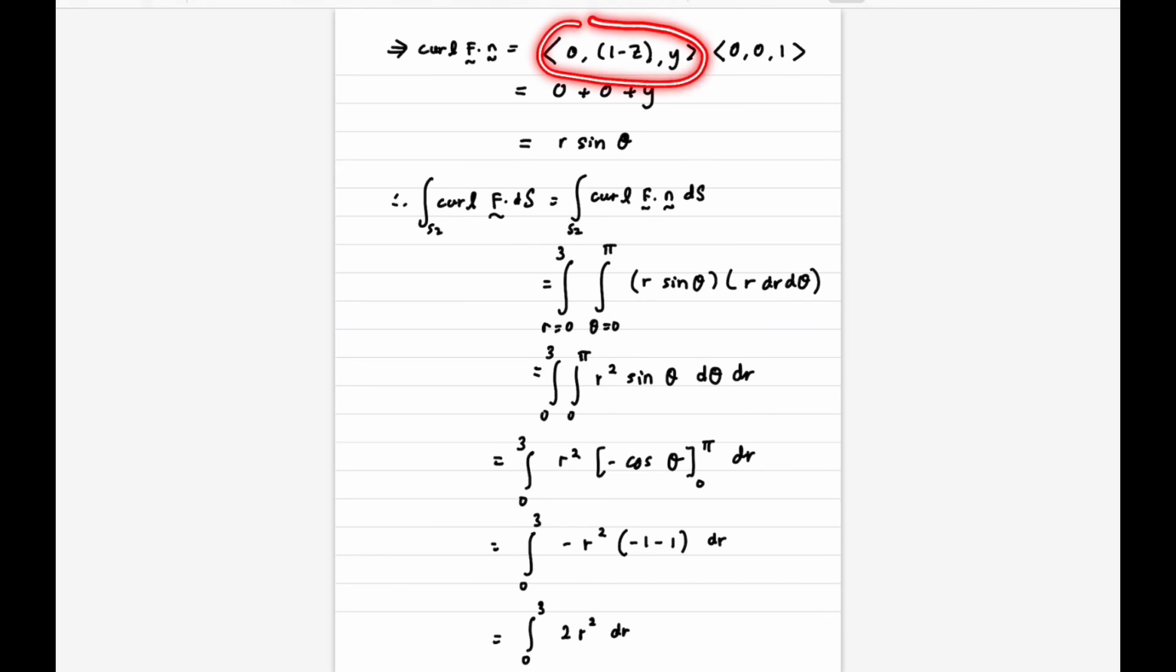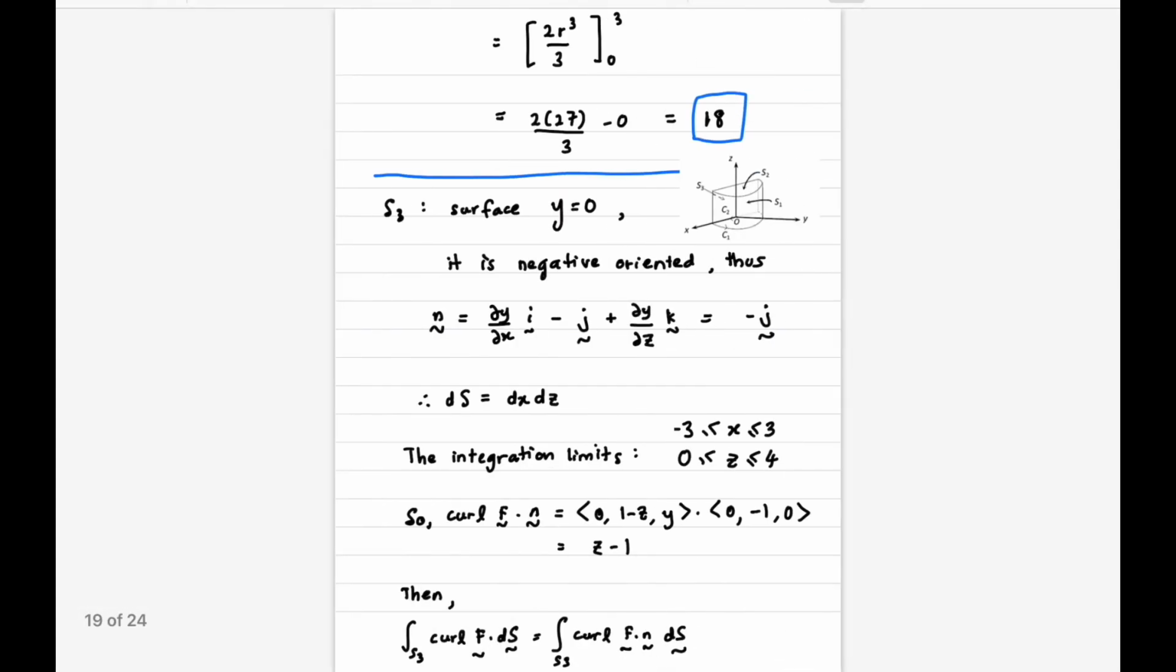So this is your curl F and this is your n. Solve this, we get r sine theta, and then find the integration of curl F dot n ds. This is curl F dot n and this is your ds. Theta is from 0 to pi and r is from 0 to 3. Solve this, then you will get 18.